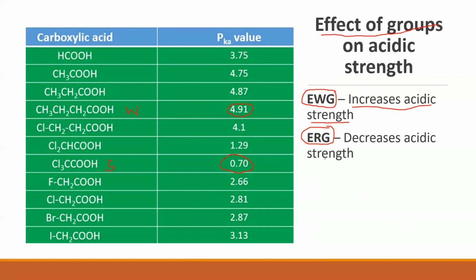Clear? What will happen in the case of ERG? Whenever there is an electron releasing group attached to a carboxylic acid, it will decrease acidic strength. A very, very important conclusion that I want you to remember: whenever there's an electron withdrawing group attached to a carboxylic acid, it will always increase the acidic strength. Whenever there is an electron releasing group, it will decrease the acidic strength. And that is what you see in all these cases here.